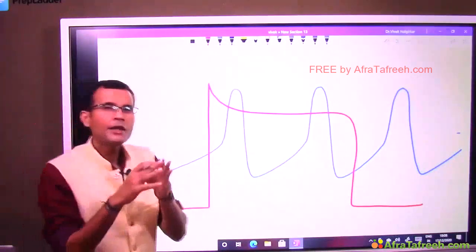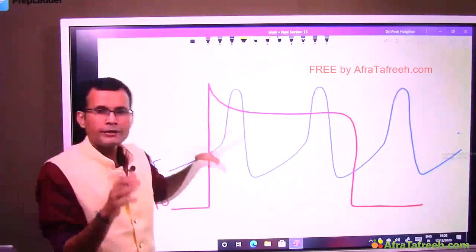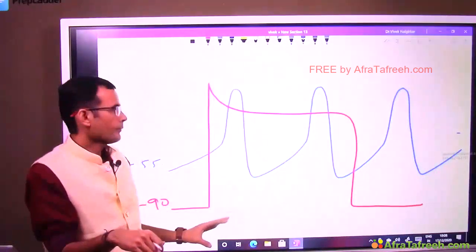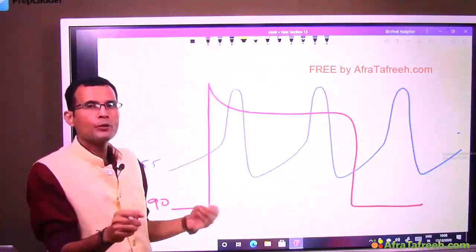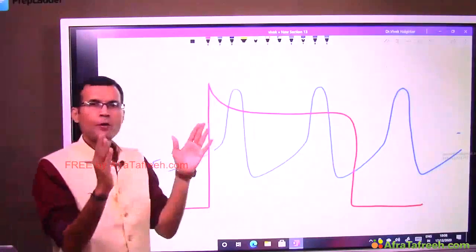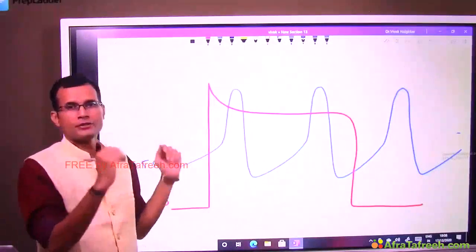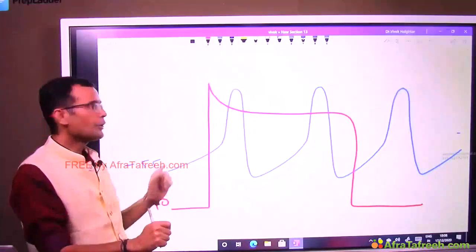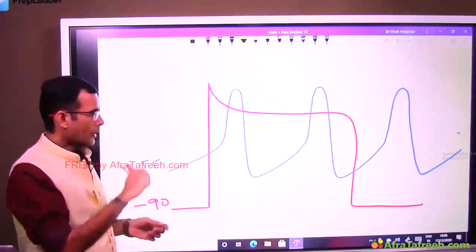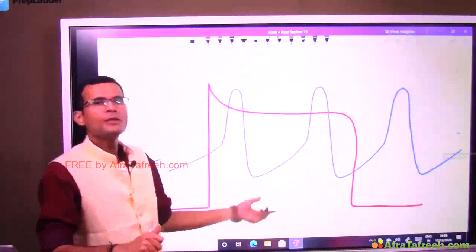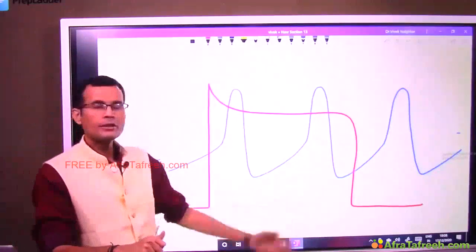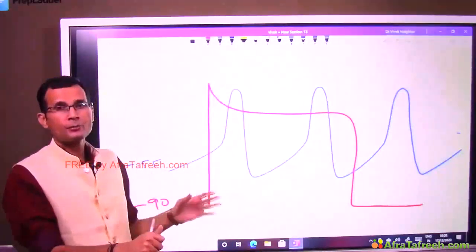Now I need you to understand two or three things in this. Let's try to understand the points one by one. First point is, look at the action potential durations. SA node, a few milliseconds, whereas Purkinje fiber, 200 to 300 milliseconds action potential duration.